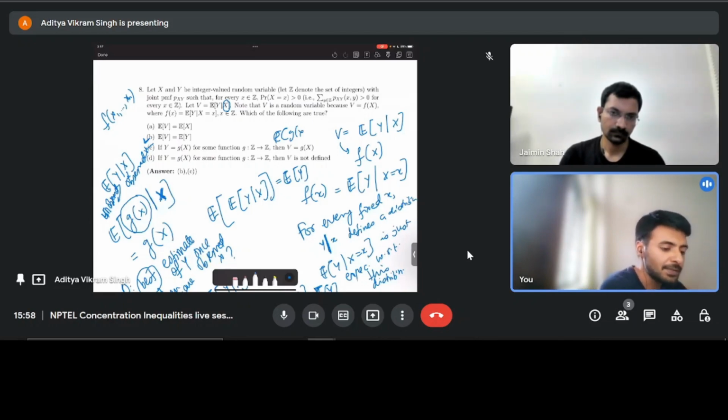Okay, question 9. Consider the bin packing problem. A bin is a container with a capacity of 1 unit. There are n items, and each item size is in 0, comma 1.